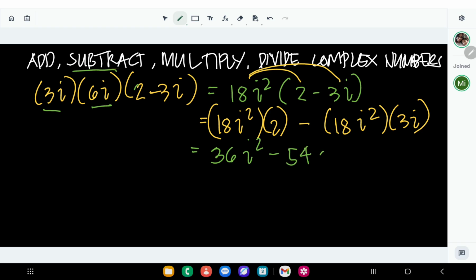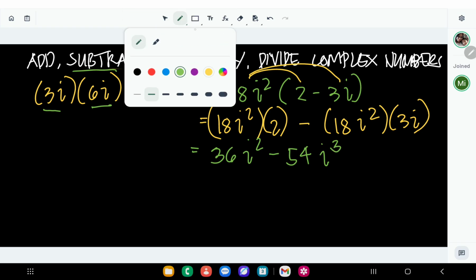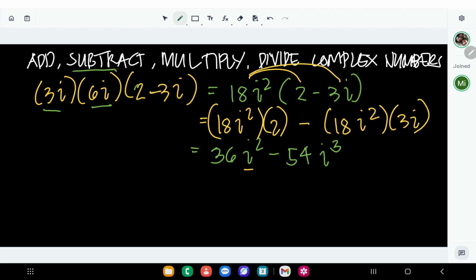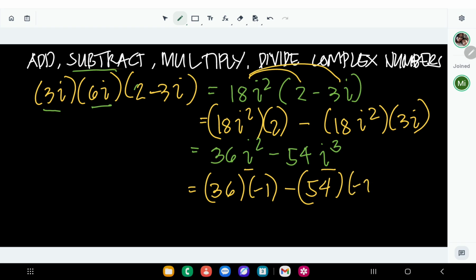i squared times i is i cubed. And then we simplify. We know the value of i squared. What is the value of i squared again? So we multiply that 36 by -1, minus 54 times, what is the value of i cubed? Yeah, -i. So you should memorize all those 4. Then we simplify. So this is -36 plus 54i. So this is our final answer.